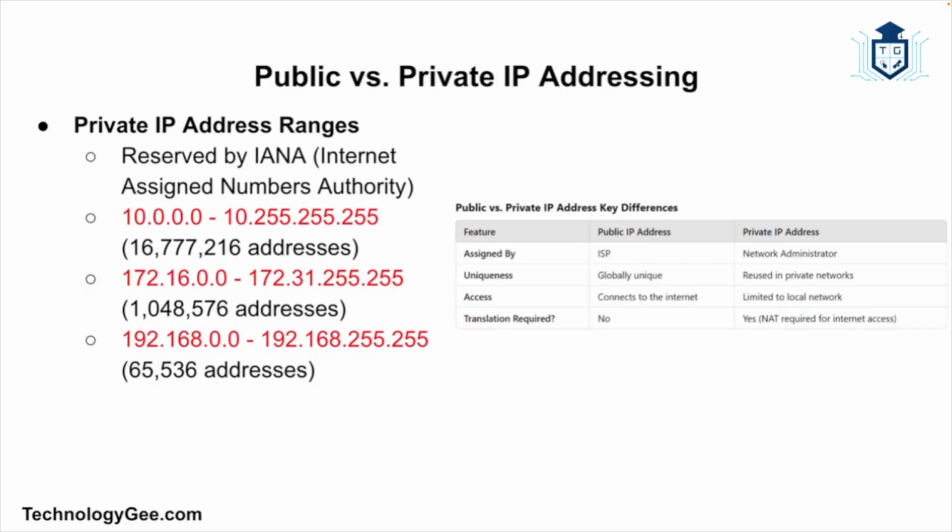As you can see here on your screen, you have 10.0.0.0 all the way through 10.255.255.255, and within that IP address range, you can get upwards of 16.7 million IP addresses. Then the next one, starting with 172, you can get upwards of 1 million IP addresses. And then the one that's starting with 192, you can get a grand total of 65,536 IP addresses within that IP range.